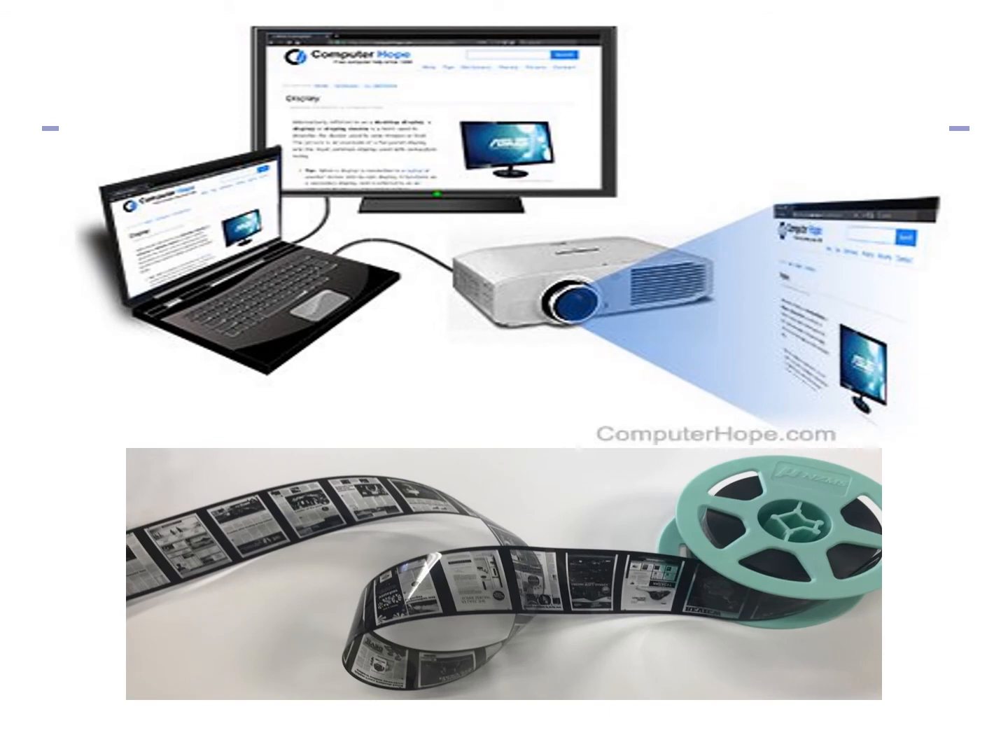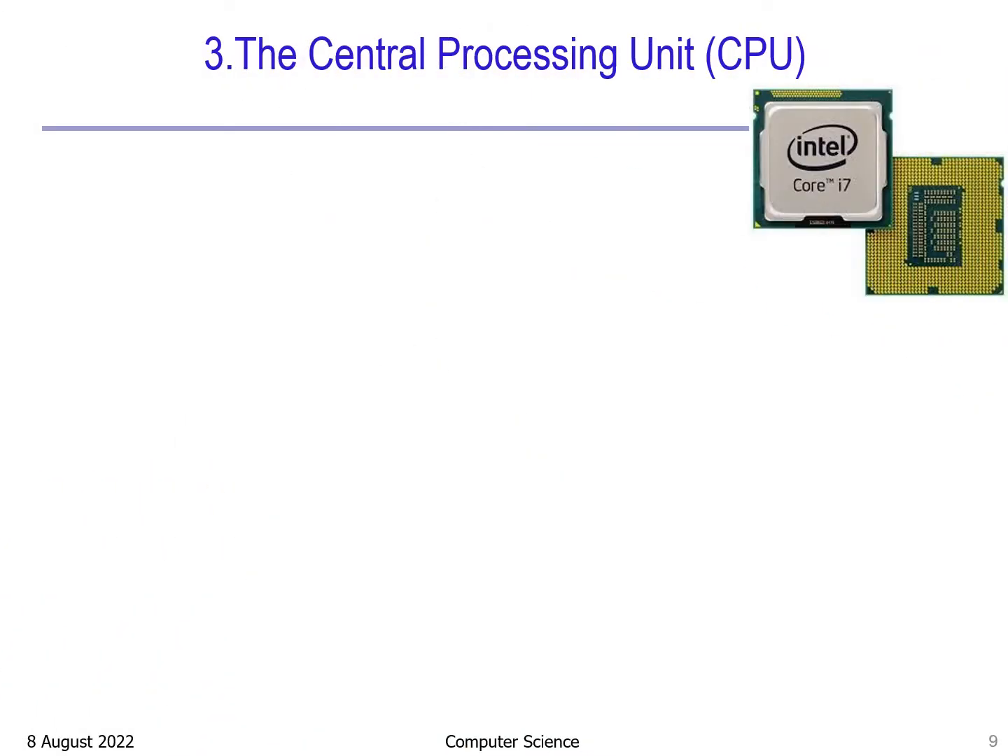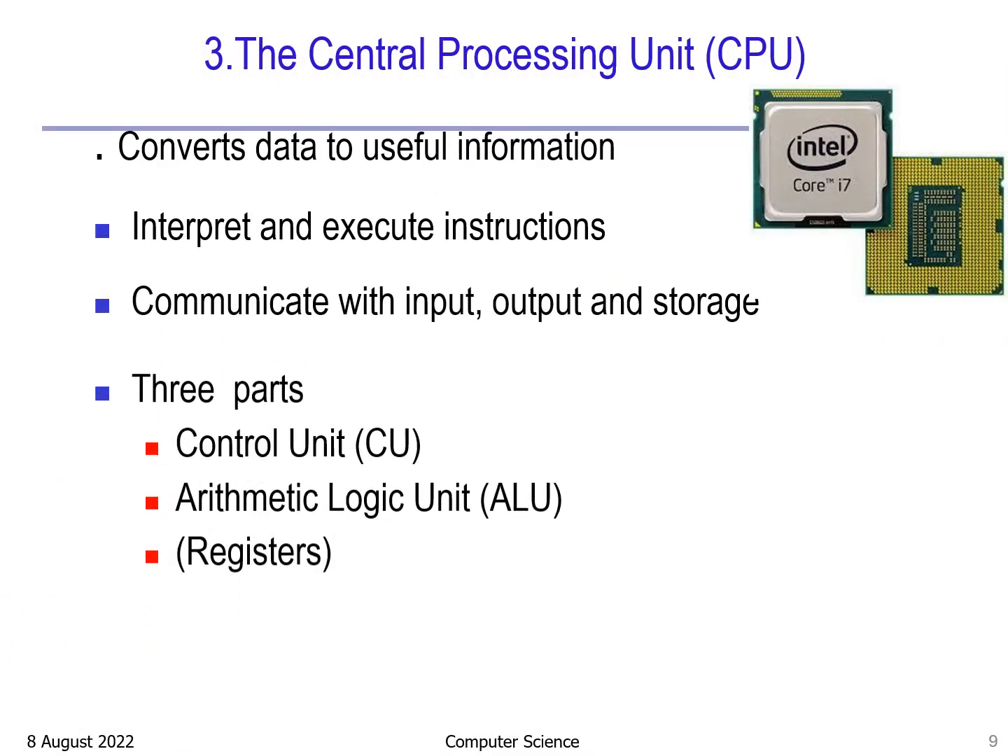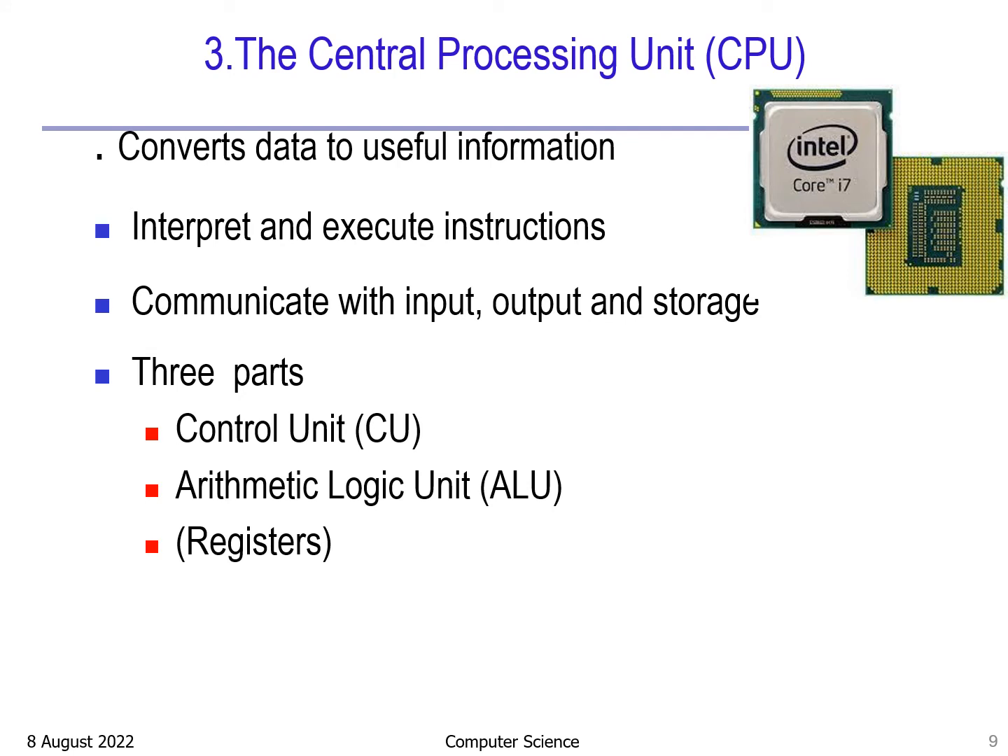And then, as you can see in the image, we have another important third part, which is the central processing unit. It is the one which converts the data to useful information. It will interpret and execute instructions, and it will communicate with the inputs. The CPU has 3 parts. It has what we call the control unit, the arithmetic logic unit, and registers.